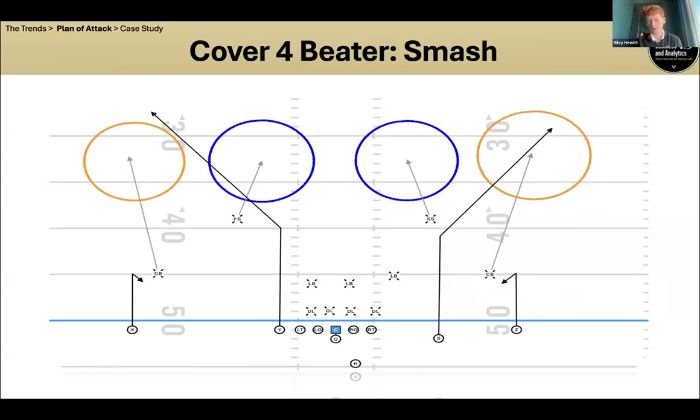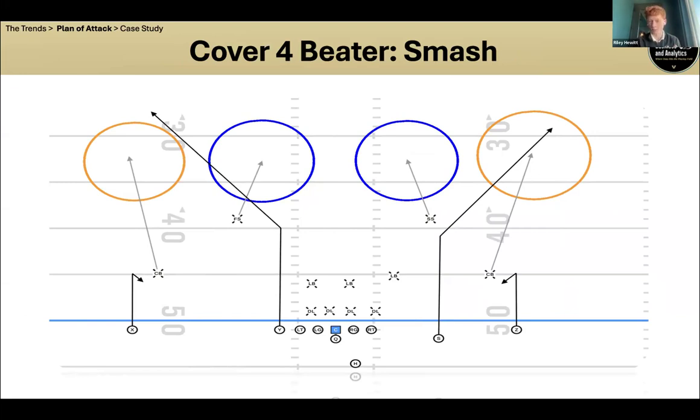Let's look at a different route concept now against a different two high coverage. So here we have that smash concept I talked about earlier with the inside corner and the outside hook route. And we're looking at it against cover four, another very common two high coverage where this time, instead of having two DBs split the field in half, we're having four DBs split the field in the quarters.